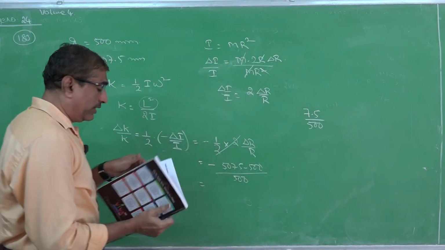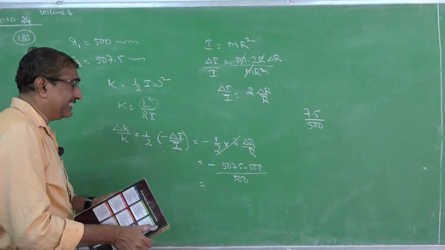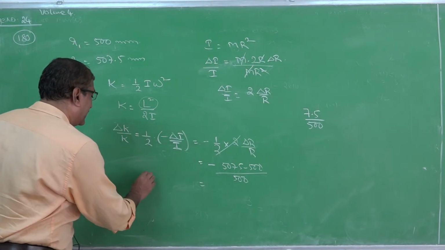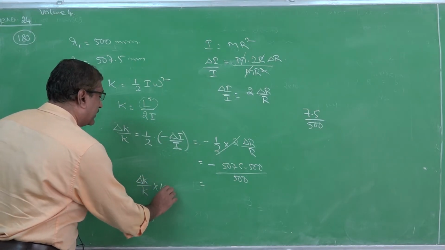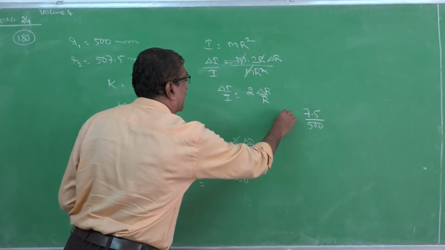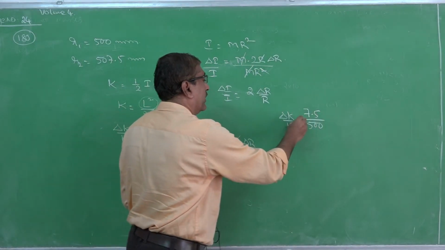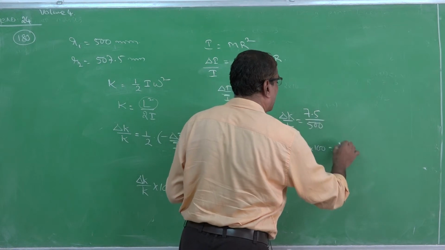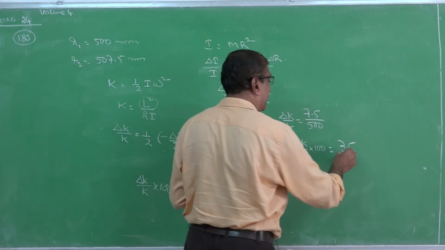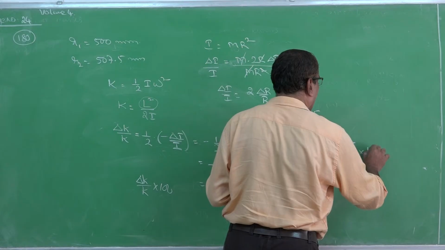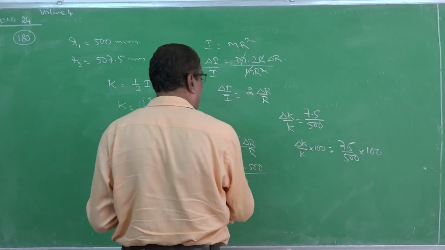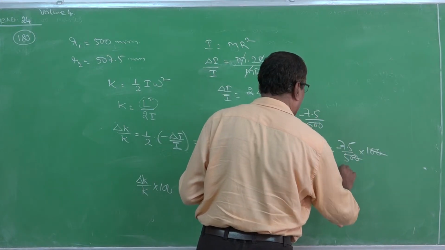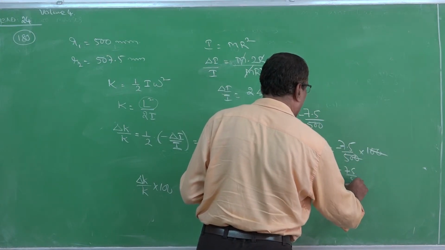Here we have to calculate the percentage change. This is the fractional change. Percentage change means we have to calculate delta K by K into 100. So delta K by K into 100 is equal to 7.5 by 500 into 100. Actually it is a minus sign. So 500 will get cancelled, that is minus 7.5 by 5.